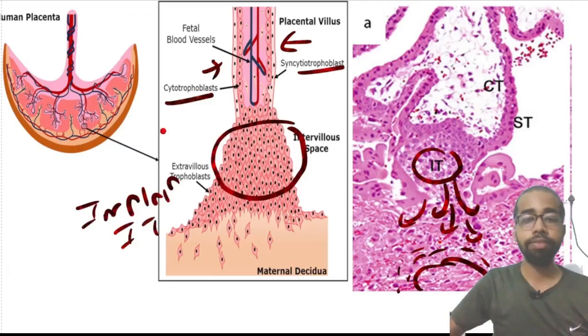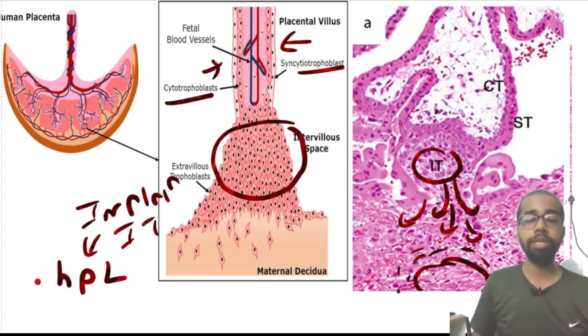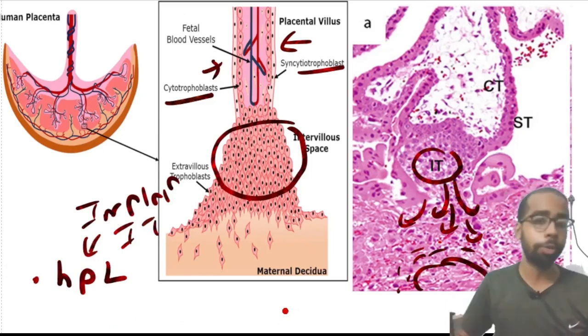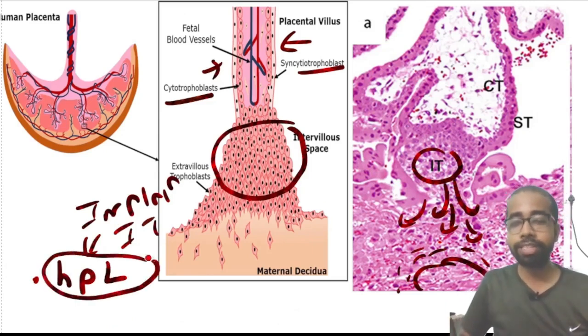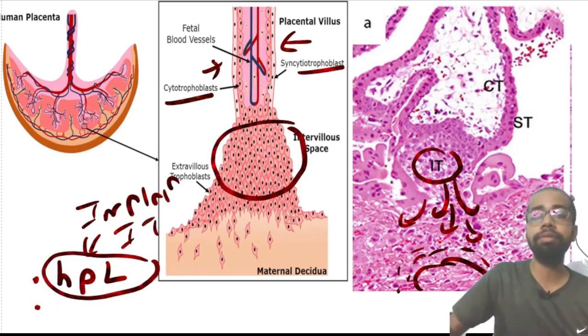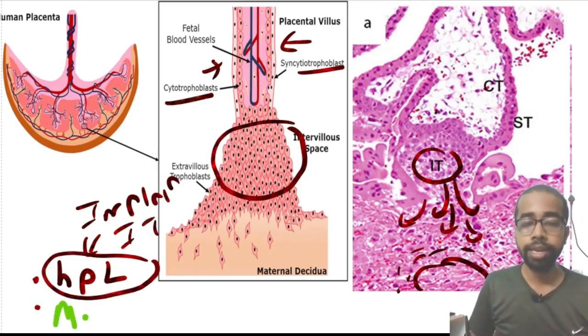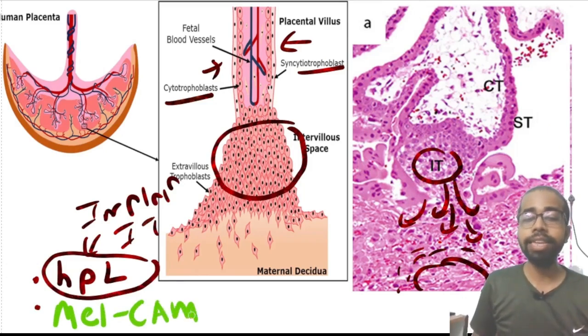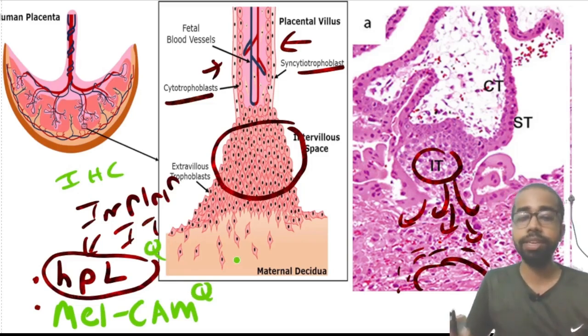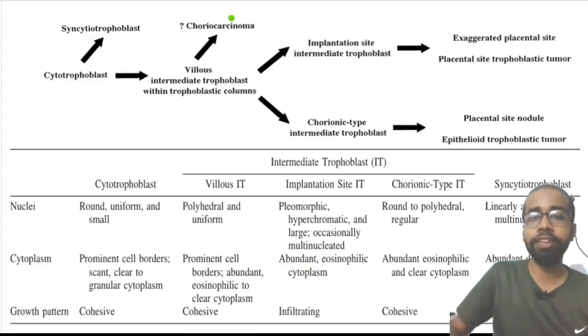I forgot to tell you the IHC of this implantation site intermediate trophoblast. That's human placental lactogen. So if I tell you a tumor is of implantation type intermediate trophoblast, the IHC that should be used is human placental lactogen, right? HPL. And another new IHC, I believe few people know about that. It is MELCAM. That is again an IHC for implantation site intermediate trophoblast. Believe me, these two are the IHCs. And if you are getting a tumor arising from this, we are going to use these IHCs. Fine, clear? So this is kind of a summary.